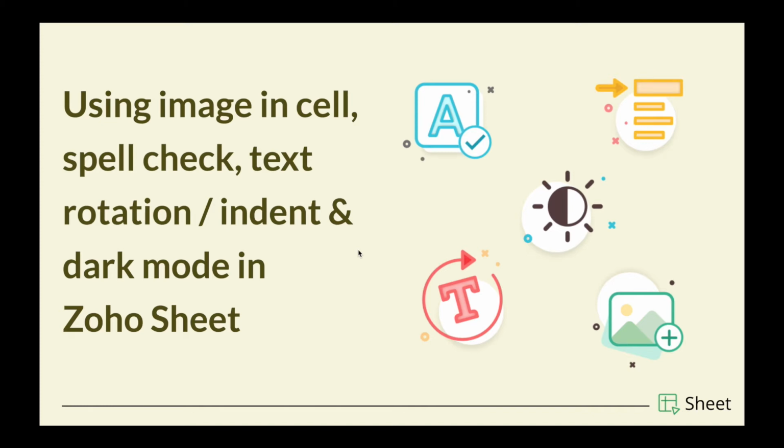I'm Jay Shankari, and in this webinar we'll be looking at some of the new features that were released recently from Zoho Sheet. These features include image in cell, spell check, text rotation, indent, clip and shrink options, and finally the dark mode. We'll be taking a look at all these features in this video. Let's get started.